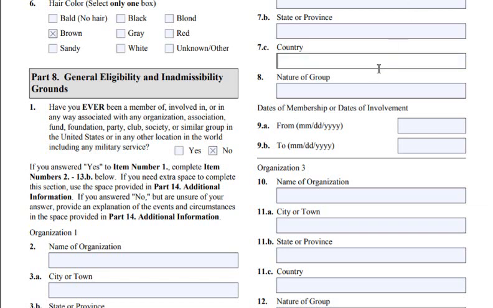Today I will show you how to fill out the newest version of Form I-485, the application to register permanent residence or adjust status, Part 4. I will guide you step by step.